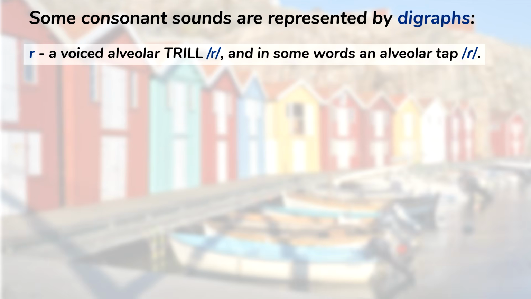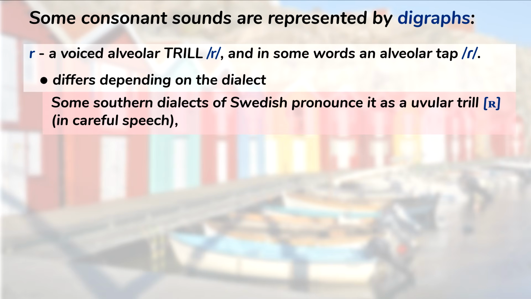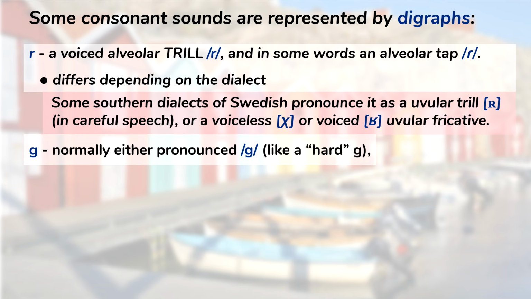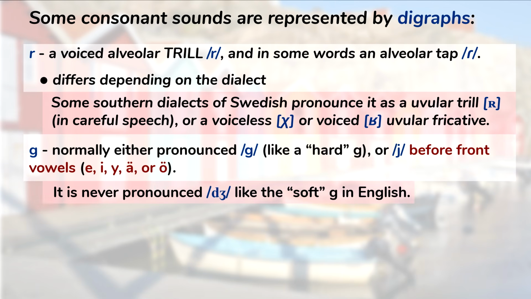The standard sound represented by R is a voiced alveolar trill, and in some words an alveolar tap. But this is one sound that differs depending on the dialect, with some southern dialects of Swedish pronouncing it as a uvular trill, or as a voiceless or voiced uvular fricative. The letter G is normally either pronounced G, like a hard G, or Y before front vowels. It's never pronounced J, like the soft G in English.